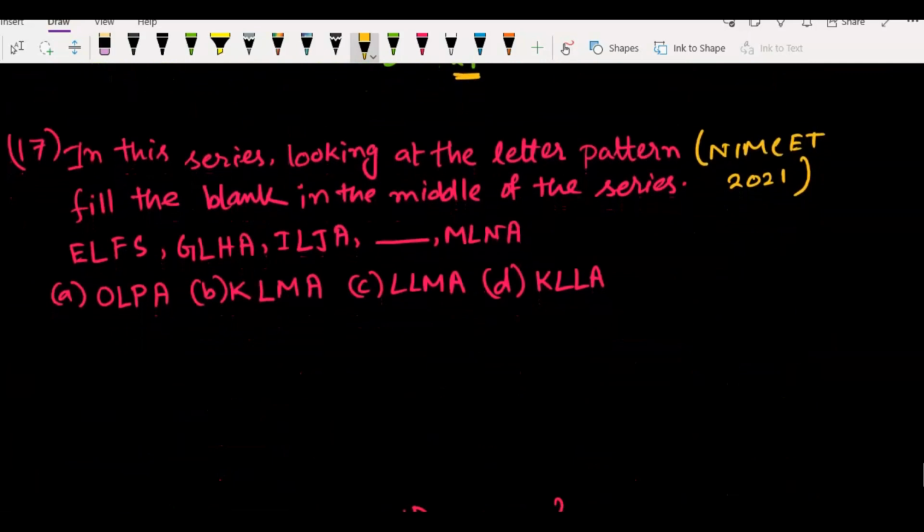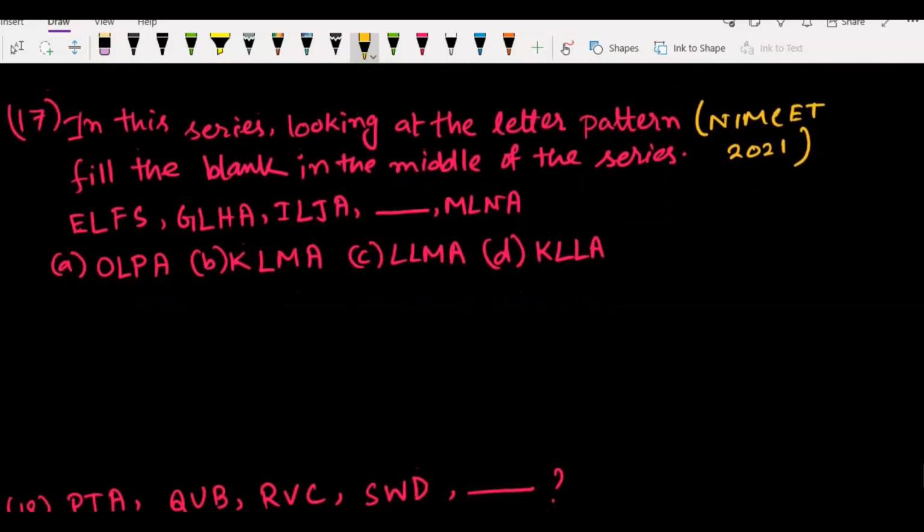Now next, in this series, looking at the letter pattern, fill in the blank in the middle of the series. So E, L, F, S, G, L, H, A, I, L, J, A. Then the term is missing. Then M, L, N, A. So E, G, and I, M is 13. So you see we have plus 2. So 5 plus 2 is 7, 7 plus 2 is 9, 9 plus 2 will be 11. So here we will have K.